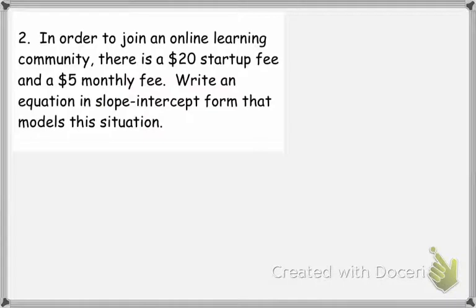Number 2 says, in order to join an online community, there is a $20 startup fee and a $5 monthly fee. Write an equation in slope-intercept form that models this situation. Let's highlight our numbers. We got a $20 startup fee and a $5 monthly fee. The one that reoccurs every time, the one that's per something, it's not per startup fee, it's going to be per month. So this right here is going to be our rate, the $5, which is our slope.